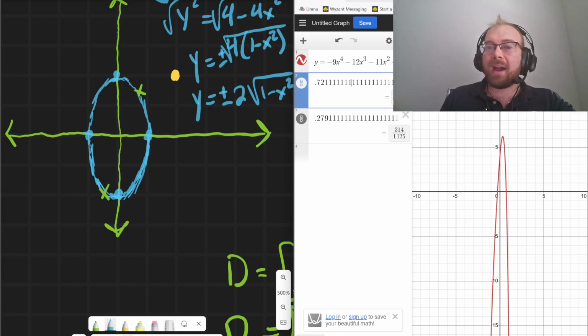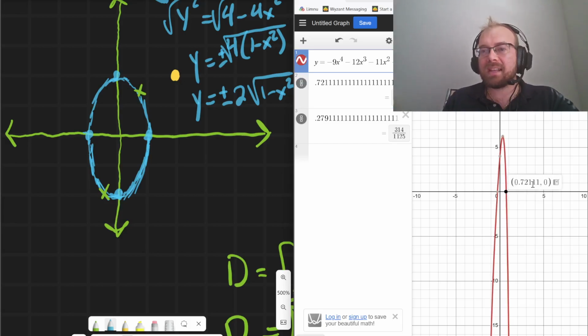If these are fractions, these are the fractions they would be. I don't know if they actually are, because again, Desmos doesn't really tell me that. They just give me this decimal approximation number here. They both kind of end in some ones, so they could be rational. I don't know if they actually are. All right, but they're going to be about there and about there.